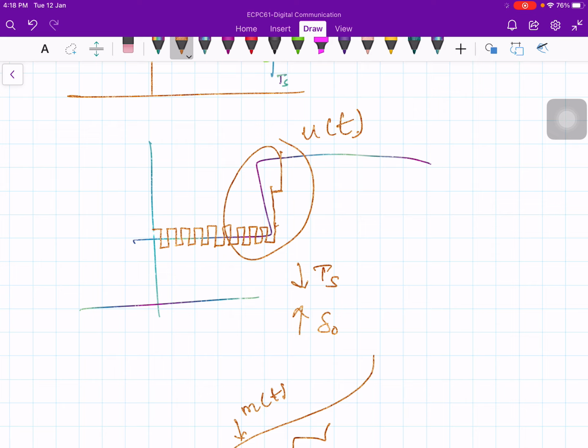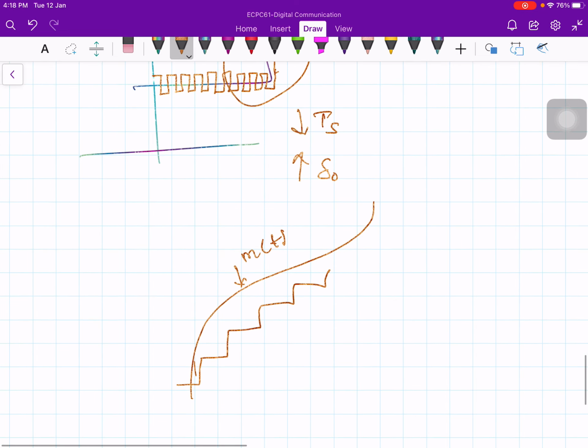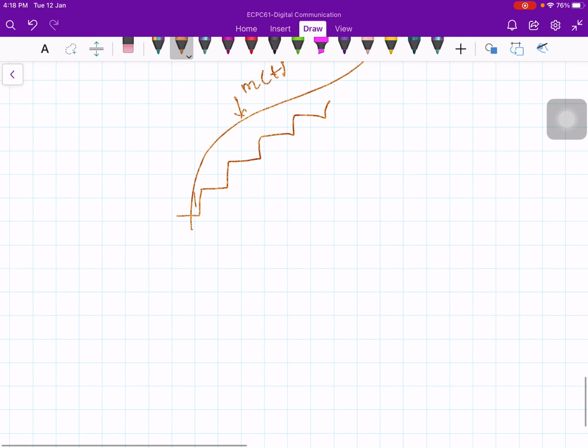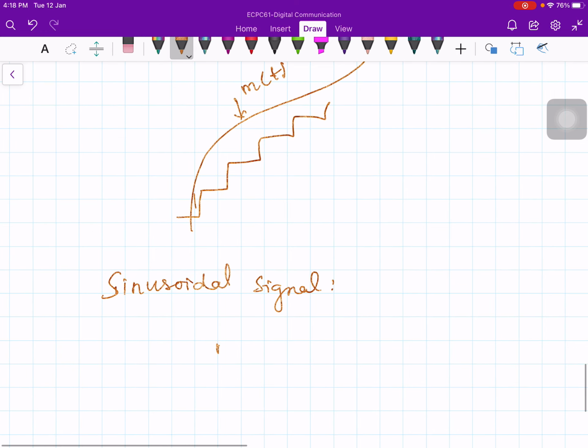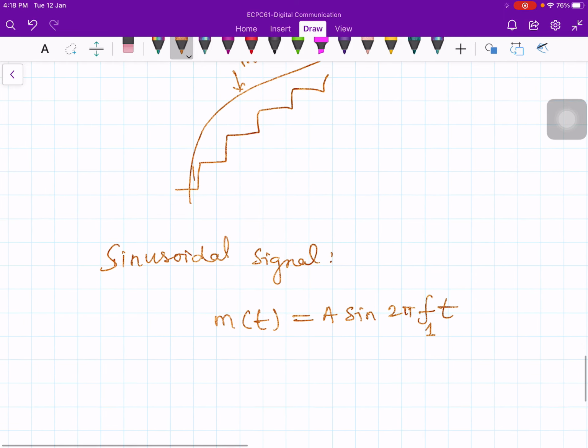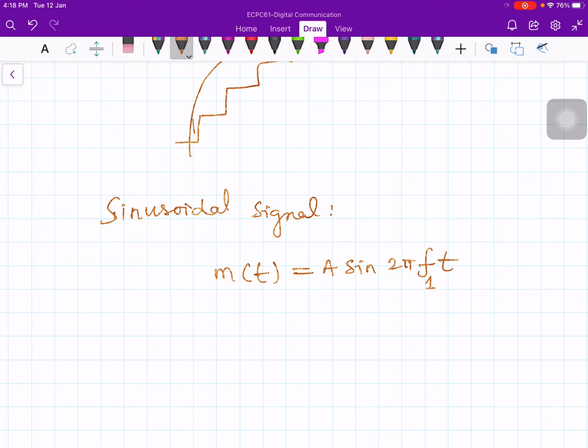Till now we considered a unit step kind of message signal. Now let us look at another kind of message signal, the more standard kind that you normally deal with, that is the sinusoidal signal. Let's take a sinusoidal message where m(t) is equal to A times sin(2 pi f1 t), where f1 is some appropriate frequency.